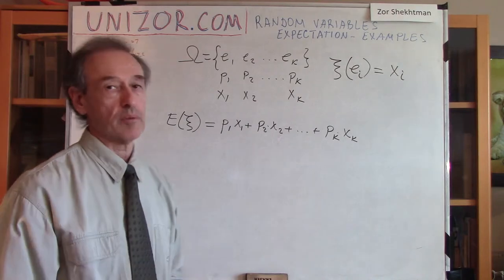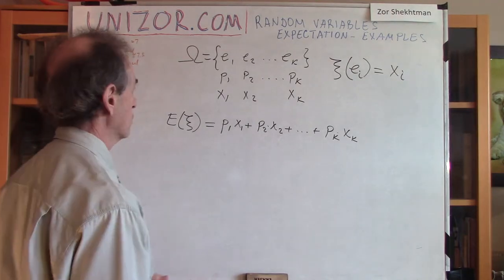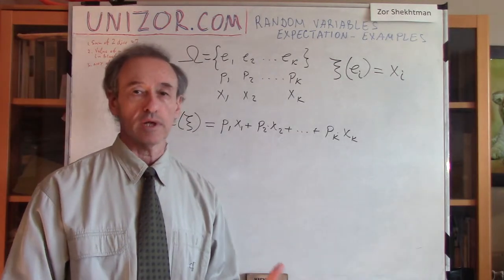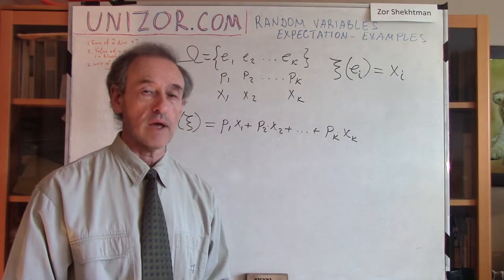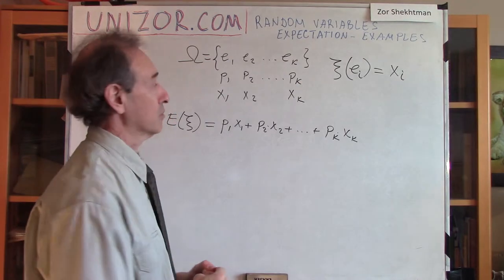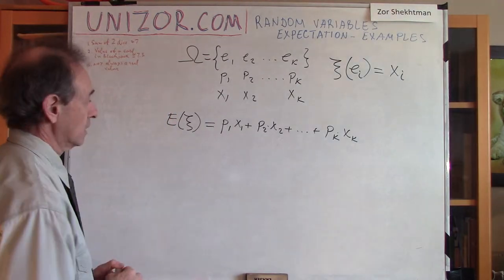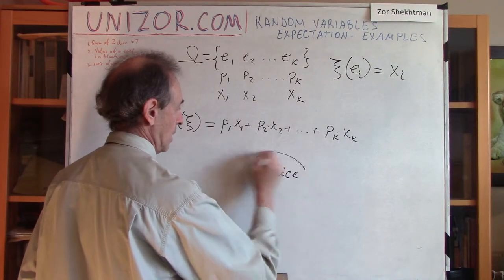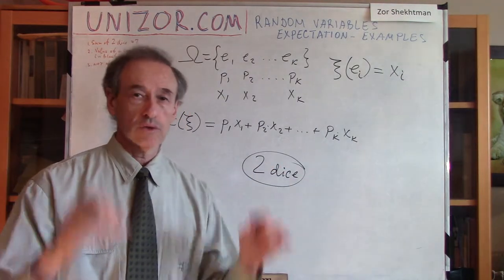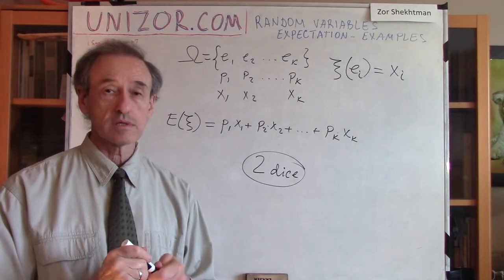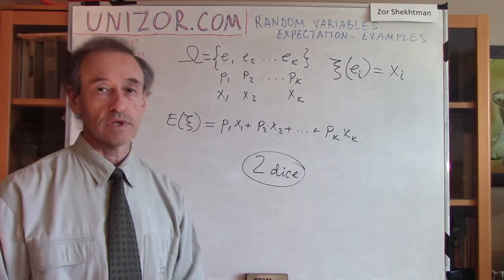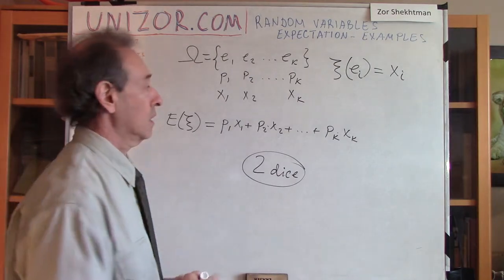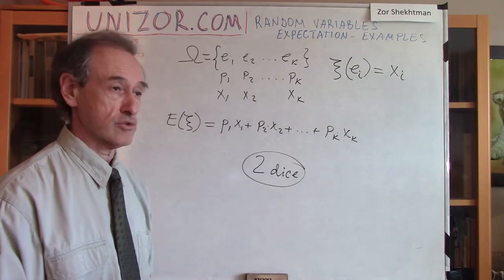Now, the two examples which I would like to present to you. I would like actually to calculate the expected value of a certain random variable. Okay, experiment number one is two dice. So you are rolling them and you summarize the numbers which are the result of this. Now, what numbers actually are possible and what their sums actually are, right?